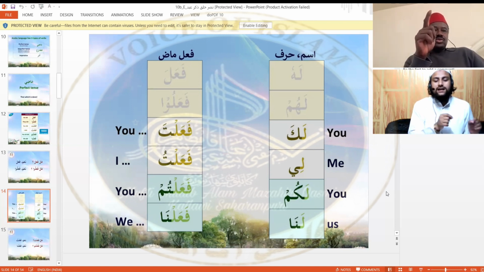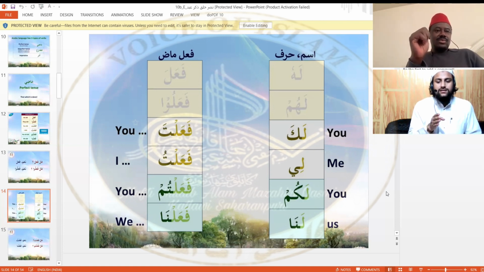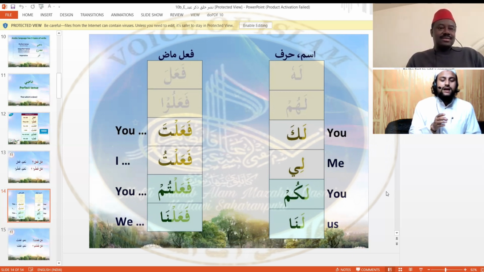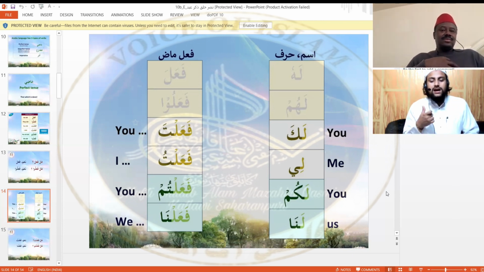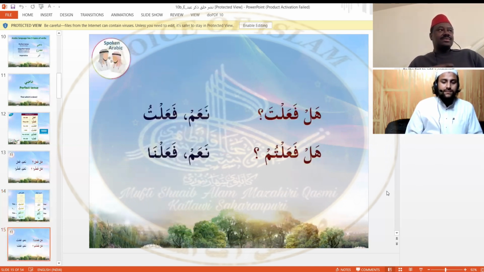Fa, ain, lam are the root letters, and tum is an addition. Tum is added to show more than one. Fa'altum is modified, and it makes sense that tum means you all, like kum. And fa'alna, we all did. Na is added to fa, ain, lam.